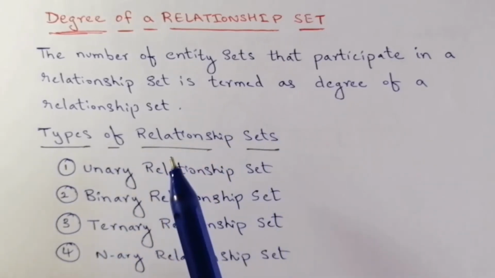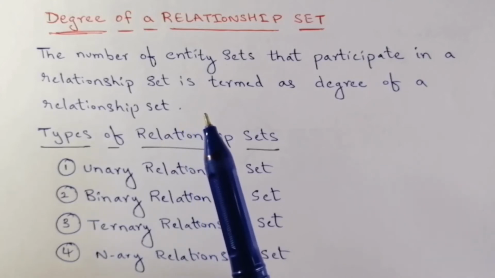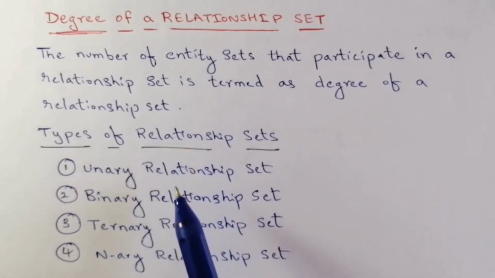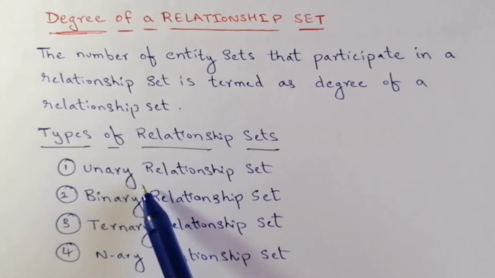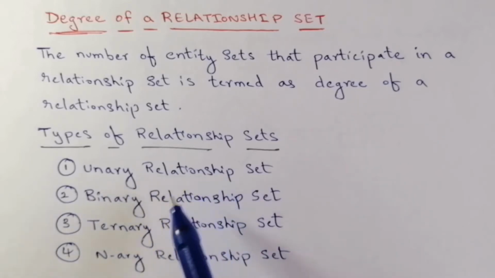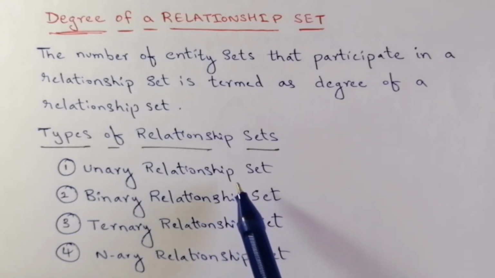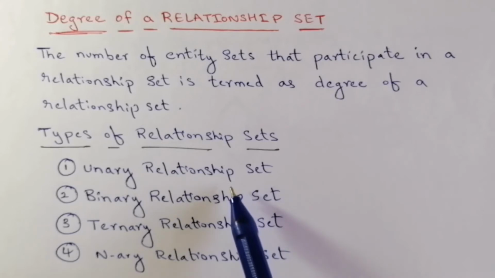The degree of relationships is classified into four categories. One is called a unary relationship set, the second is binary, the third is ternary, and the fourth is n-ary. N-ary means it can be anything. It can be four entities participating, it can be five entities, that is four, five or more. Generally we call it altogether an n-ary relationship set. Let us discuss each one in detail. Let's start with the unary relationship set.